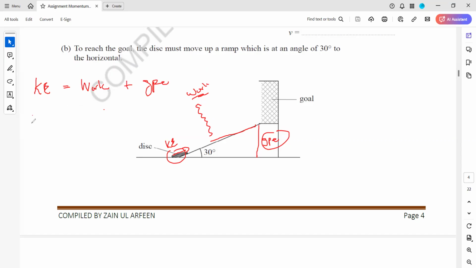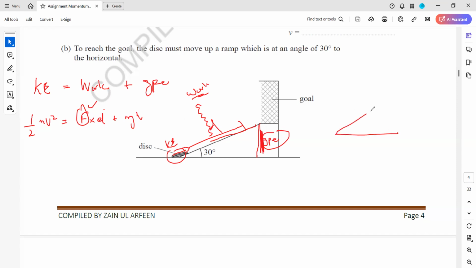Kinetic energy will be half mv squared. The work done against the friction is force times distance, how much distance it moves on the ramp. F is the friction force we need. D is the distance, which is already given in the question. And potential energy is mgh. So how much height it will cover, we can work out.